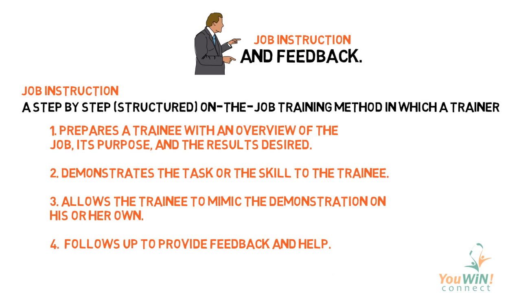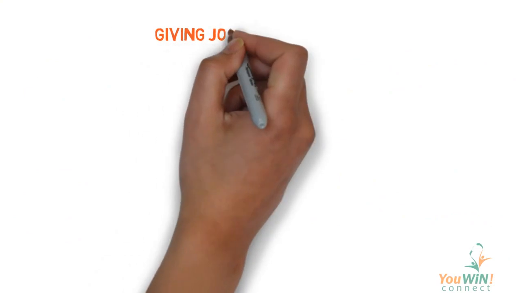The trainer demonstrates the task or the skill to the trainee. The trainer must allow the trainee to mimic the demonstration on his or her own to show that he or she understands the task. He must also follow up to provide feedback and help to the trainee.